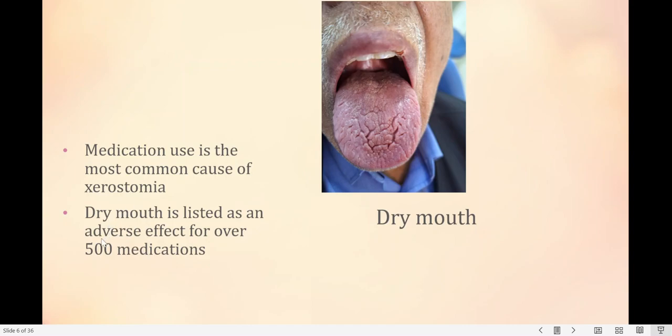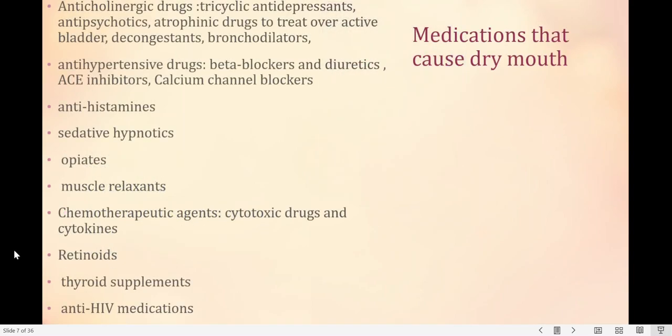Actually, dry mouth is listed as an adverse effect for over 500 medications. So this is a common side effect, and it could be treated and it could be addressed if the medication is identified and properly replaced by another appropriate medication. Now, the different medications that cause dry mouth, as you can see, there is a long list.